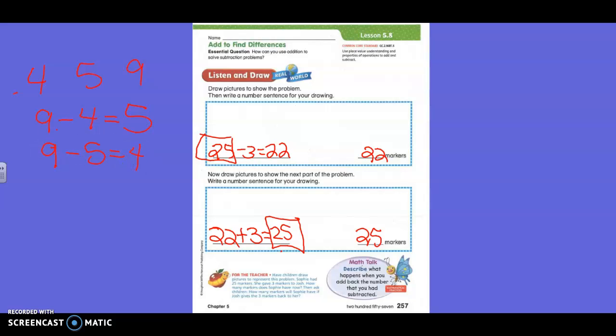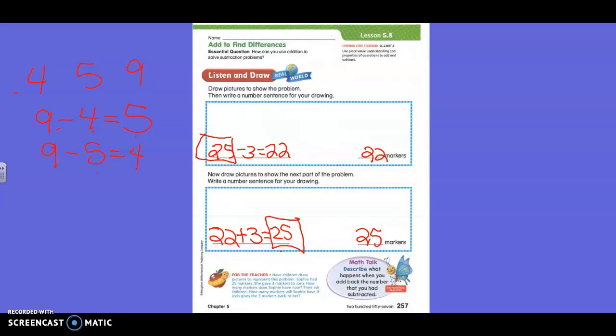Do you notice how all these numbers are the same numbers? They're just in a different order, right? You still have 9, you still have 5, and you still have 4. They're just in a different order, okay? And there is a name for it.